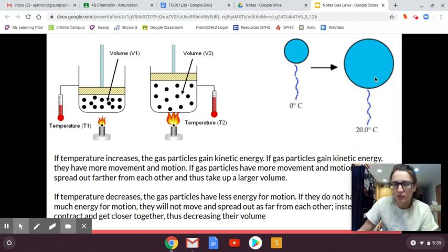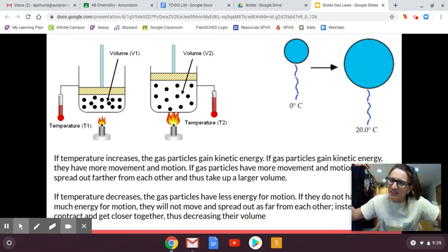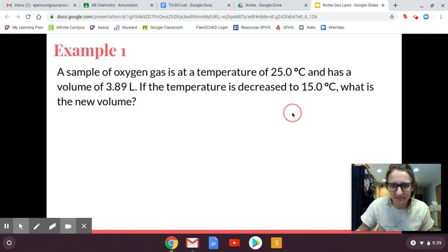And this balloon is showing the same thing. Balloon at 0 degrees, I take it outside to where it's 20 degrees Celsius, and now the volume would increase because the gas particles in the balloon have more energy to spread out into a bigger volume, all right?